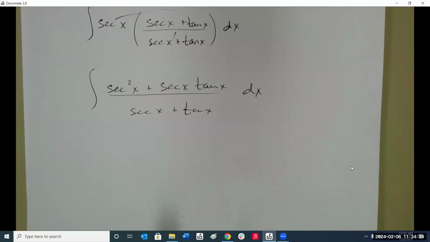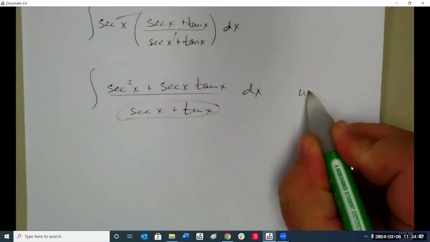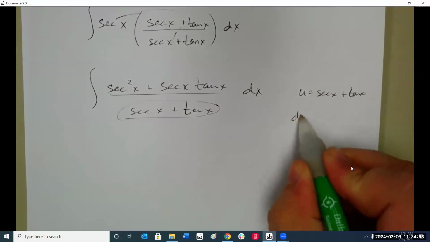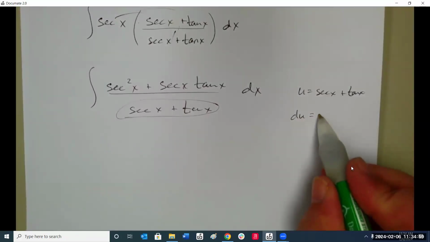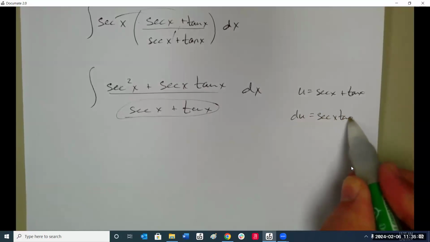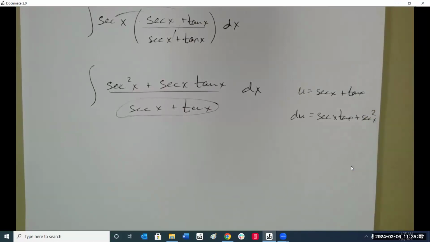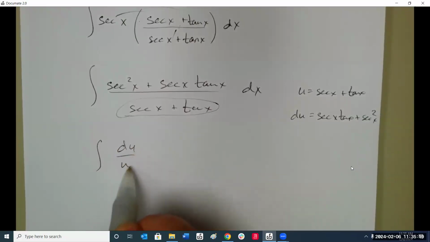Now, do we have a du here? Look at the bottom. If that's our u, secant x plus tangent x, du, what's the derivative of secant? Secant x tangent x, and the derivative of tangent is secant squared. Okay, and that's on the cheat sheet. So what we have here is du over u.